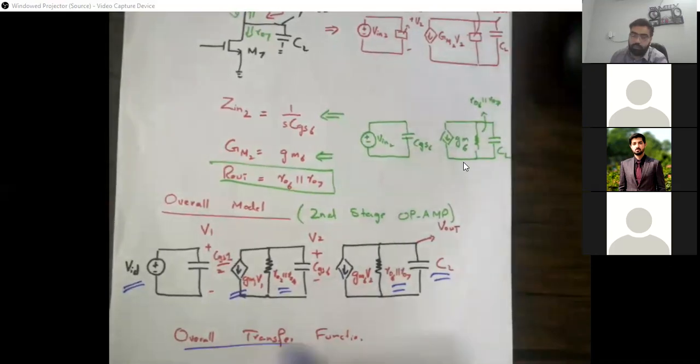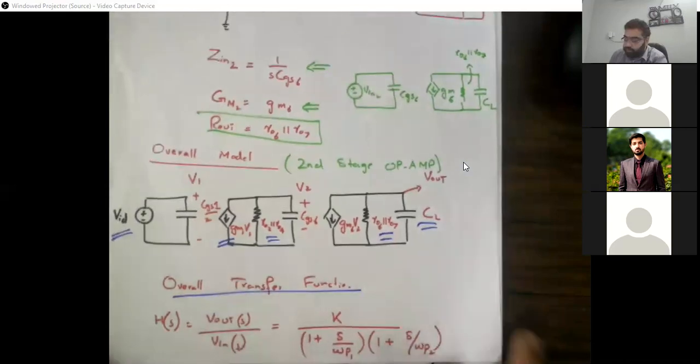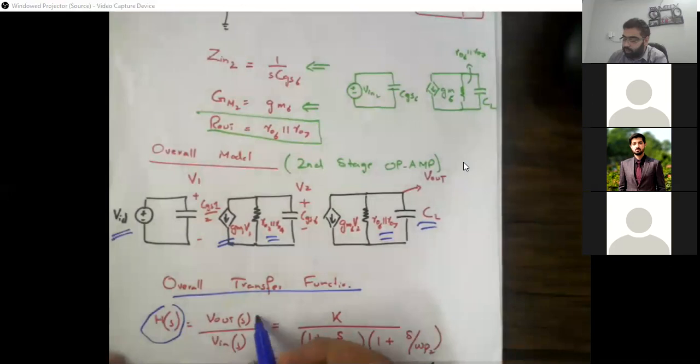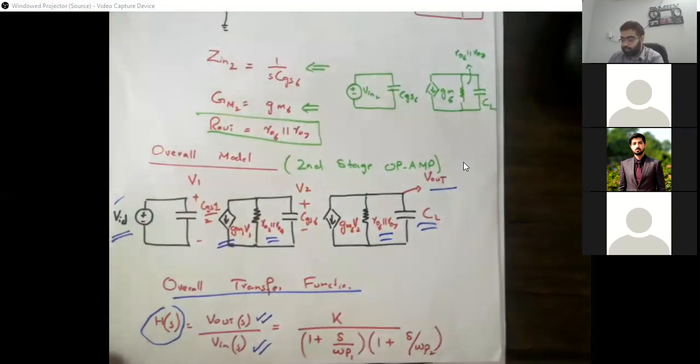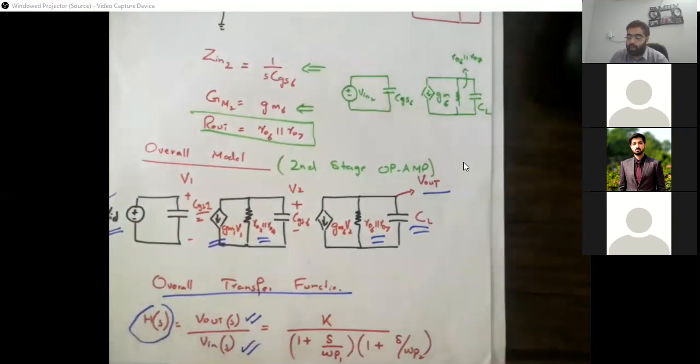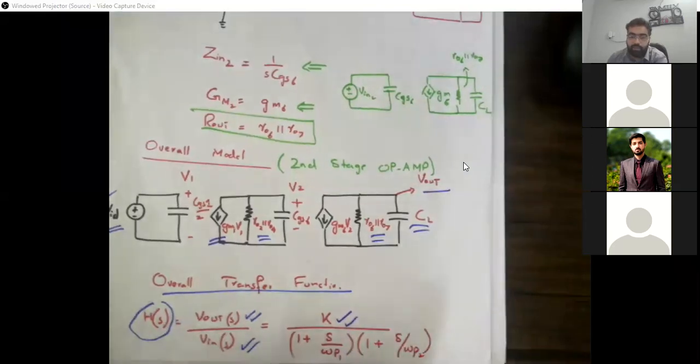Now the main thing, if we want to do the overall transfer function, which is our net result, we need to write something like this. H of S, which is frequency dependent, is going to be V out by V in. This V out by this V in, which is VID here. Normally we can write a DC gain K divided by the pole locations, first pole and second pole. Why two poles here?